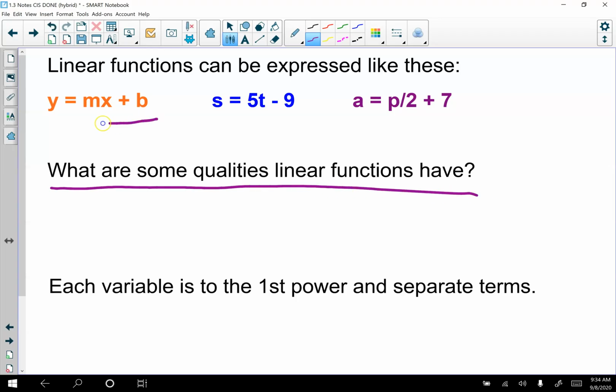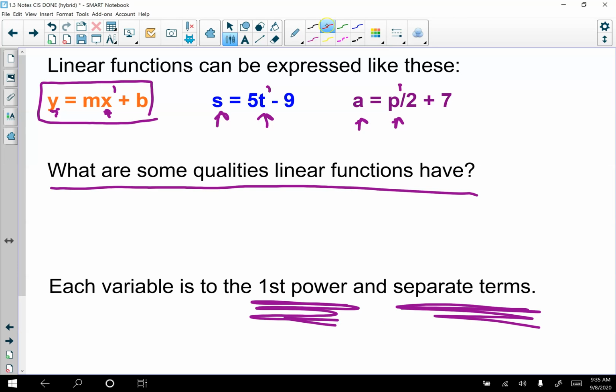And I have this famous y equals mx plus b equation, which is a linear function. And this is an example of what a linear function looks like. And notice how the variables x and y, in this case, and the variables t and s, and the variables p and a, notice how the variables only have a first power, and normally you don't write t to the first, you just write t. And also notice how the variables are not in one term, but they're separate terms.